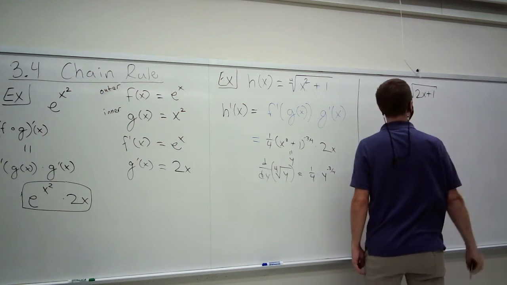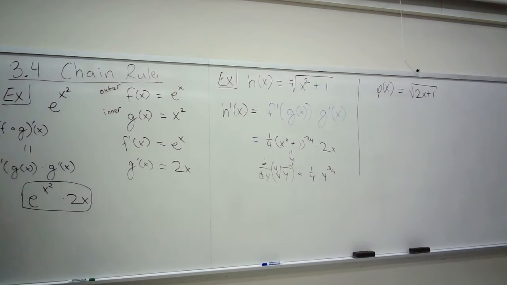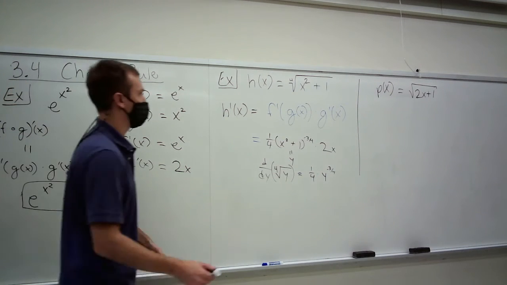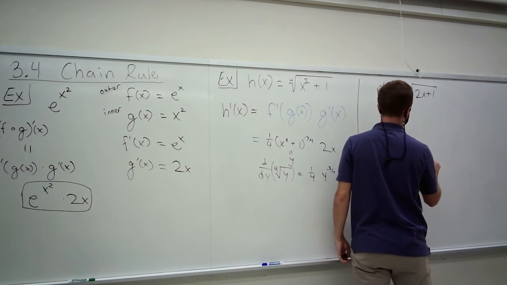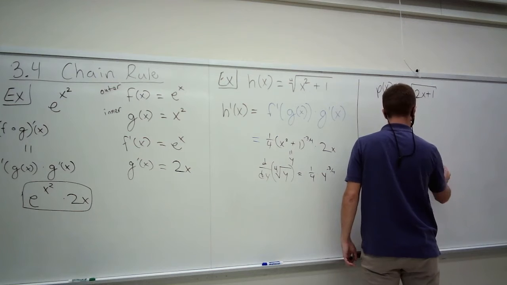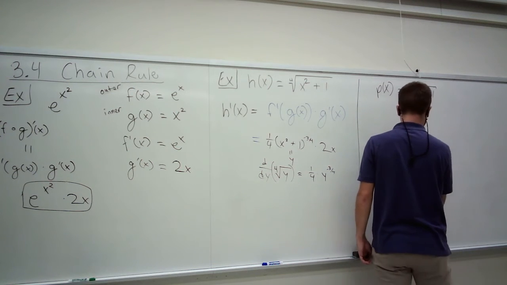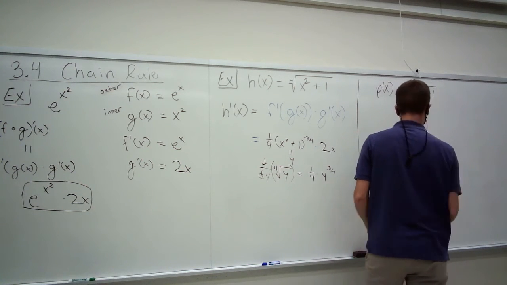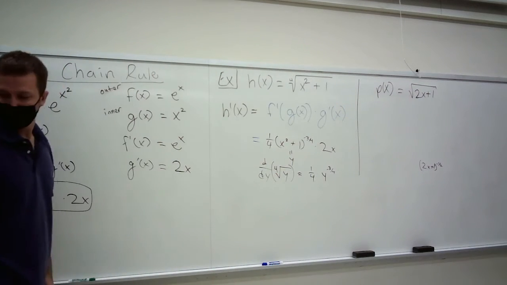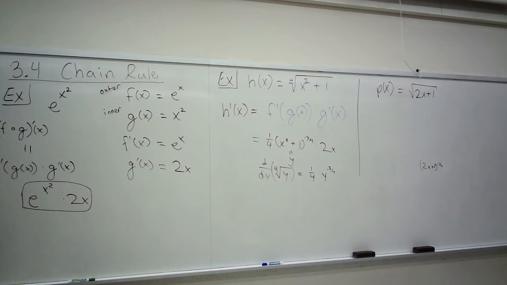Try this one all by yourself. Give me a few minutes. Square root of 2x plus 1. If you follow the procedure we've done, you identify the outer, identify the inner, take derivatives of them, follow the formulaic procedure there at the end, you should come up with this.